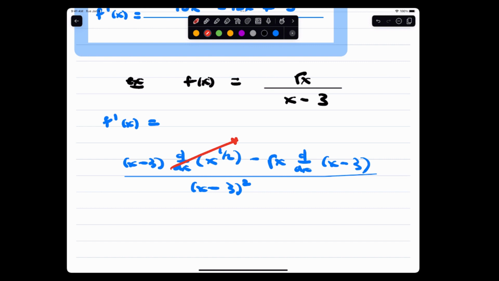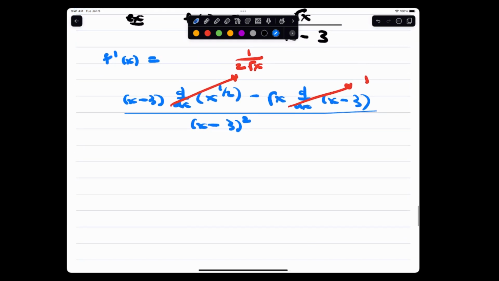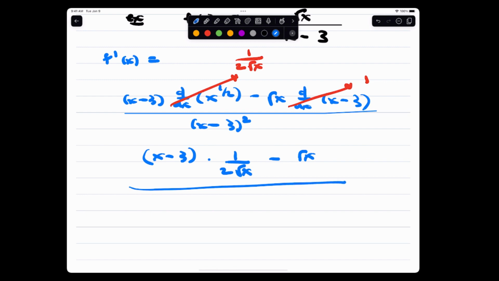What are these derivatives? You guys remember this? Yesterday I said, did you memorize that square root function? Yeah, 1 over 2 square root of x. It shows up a lot. And then this derivative is just 1. So now we get x minus 3 times that 1 over 2 square root of x minus just the square root of x, and then everything's going to be over x minus 3 squared.